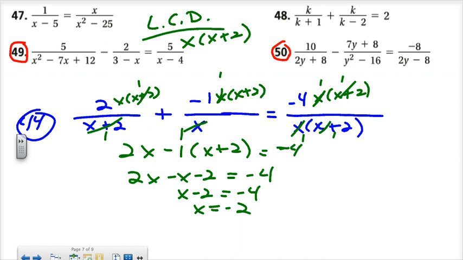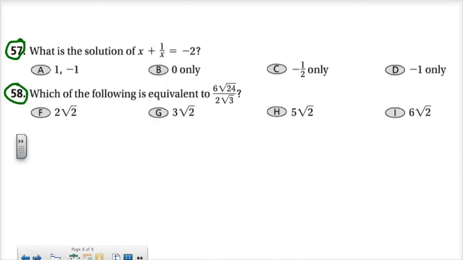Uh-oh, problem. That would have been a restriction. Our restriction for this one, you can't use negative 2, and we can't use 0. So even though we did all the math right, no solutions. It doesn't work. That's why it's so important that we check these to make sure that our solutions are going to work.